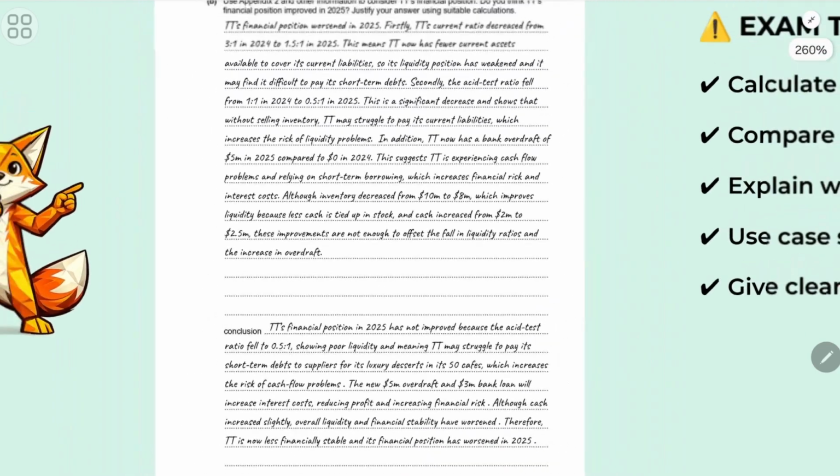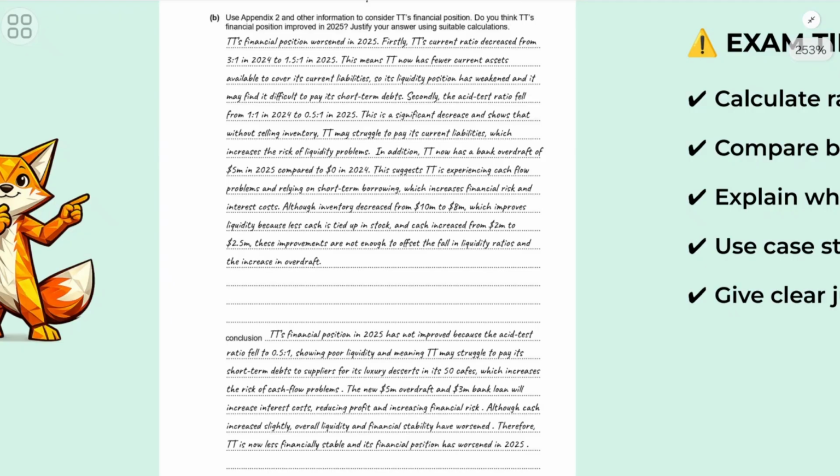This answer will get 12 out of 12 because it includes current ratio calculations and clear comparisons between 2024 and 2025, which demonstrates strong knowledge and understanding. It also used data from TT's case study, such as the overdraft and liquidity ratios, showing clear application to the business. In addition, the answer explains what the changes mean for TT's liquidity, financial risk, and ability to pay its debts, which shows strong analysis. Finally, it gives a clear, justified conclusion supported by the calculations and context, which meets the Level 3 evaluation requirements for full marks.